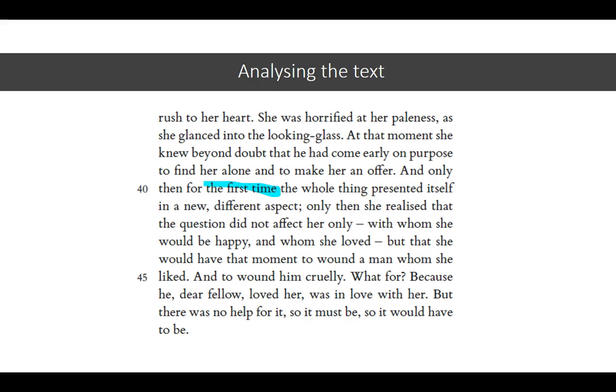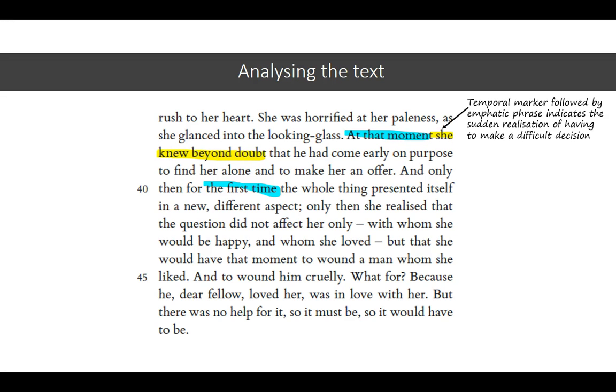So this is the section of text we're looking at, and there are a number of things that jump out at you, or should jump out at you as you read this in terms of the language and structure. The first thing is this use of these temporal markers, 'at that moment', followed by that emphatic phrase, 'she knew beyond doubt'. It indicates that sudden awful realisation that she's got to make this difficult decision. She knows she has to do it, that gut-wrenching sense that you have, oh God, I've got to do this, I really don't want to do it.